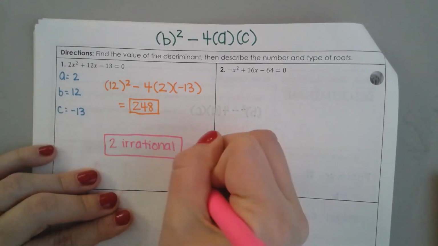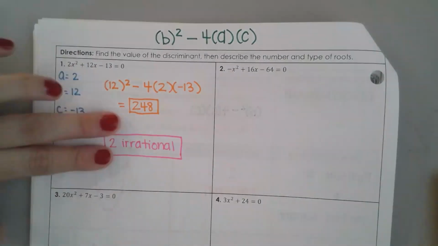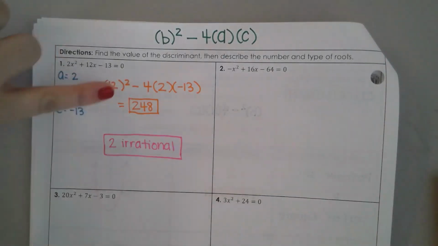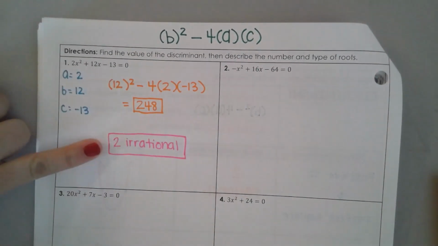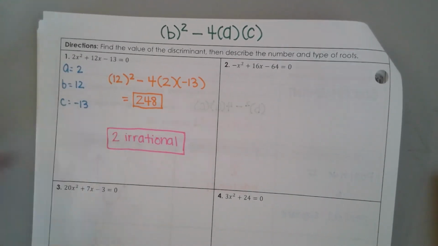That would be the answer. Well, it depends. Both of those are part of the answer. 248 is the discriminant. The type of roots is 2 irrational. So it depends on what it's asking. Will we have to graph that? No, you won't have to graph anything.